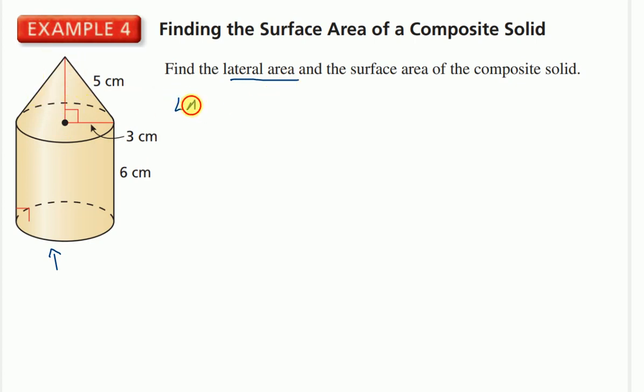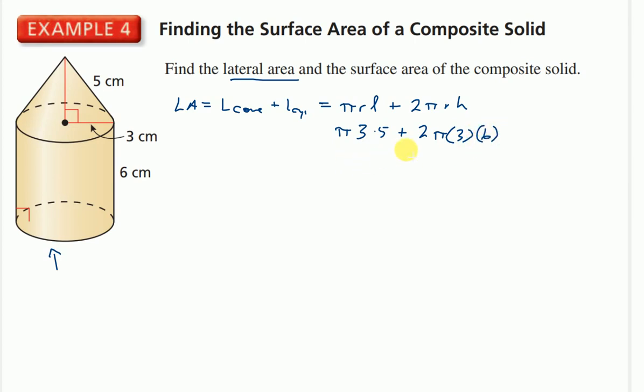So the lateral area is going to be the lateral area of the cone plus the lateral area of the cylinder. Okay, and so that's going to give us pi r times the slant height plus 2 pi r h. And here we have 3 and 5. So pi times 3 times 5 plus 2 pi times 3 times 6.